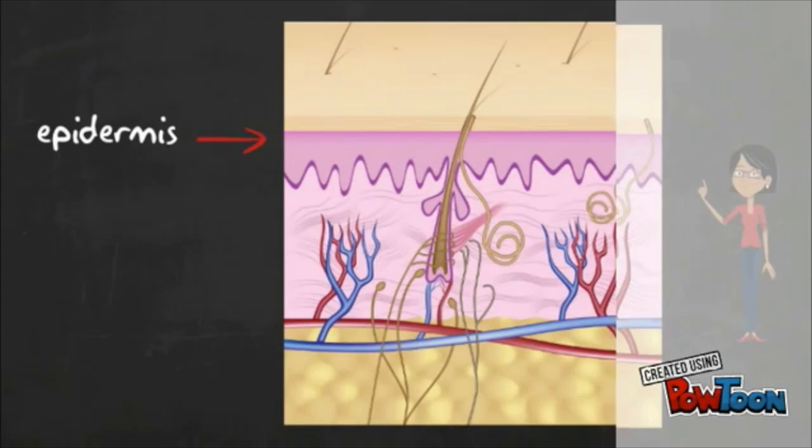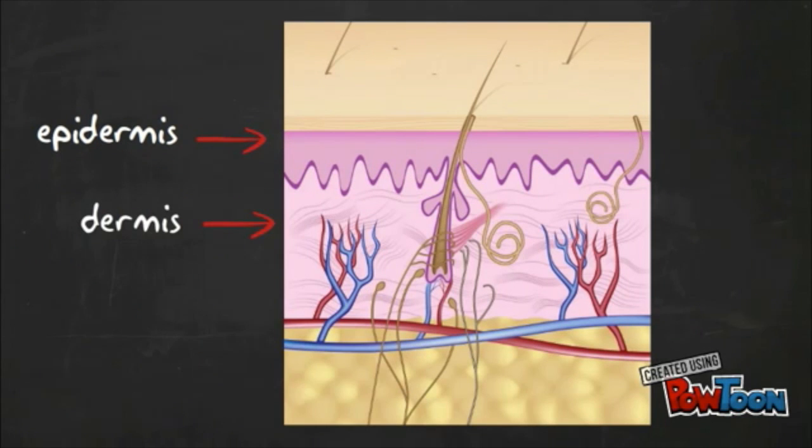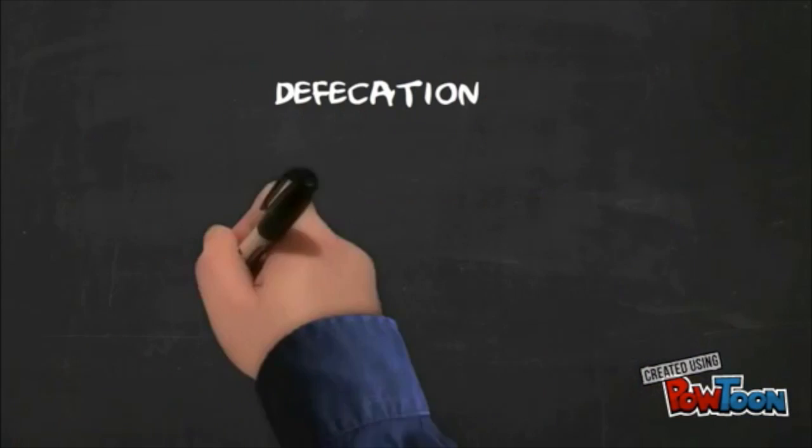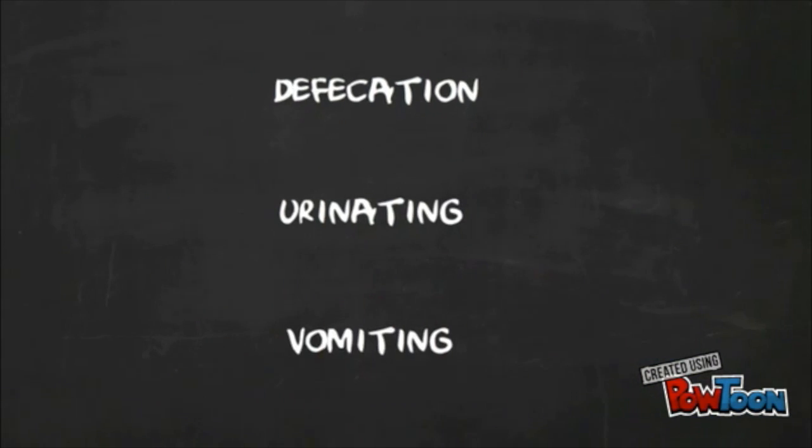The second layer is called the dermis. The dermis contains tough connective tissue as well as hair follicles, and also sweat glands that secrete oils. These sweat glands help us purge the toxins concealed in our pores. The third layer is called the hypodermis. The hypodermis, also known as the subcutaneous layer, is composed of cells specialized in storing fats. Other ways to get rid of toxins are defecation, urinating, and vomiting.